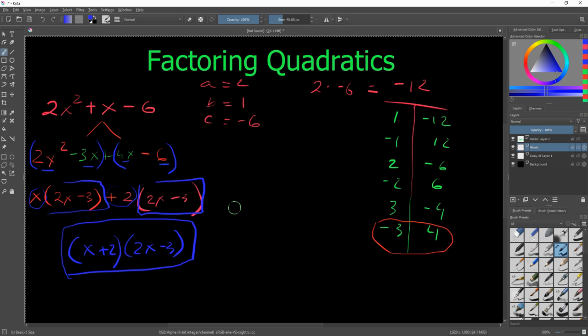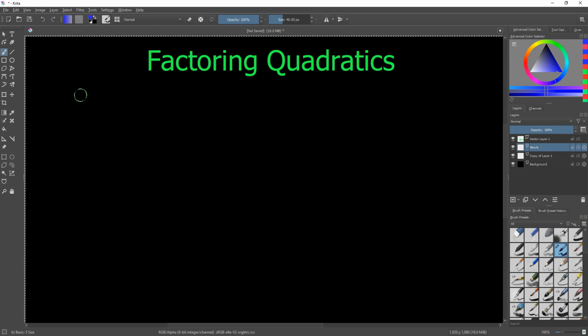Okay, let's do another example. So I have x squared plus 5x minus 24. All right, so what's my a? A is 1, B is 5, C is -24. All right, so let's make that T-chart. A times C, right? So 1 times -24 is -24.